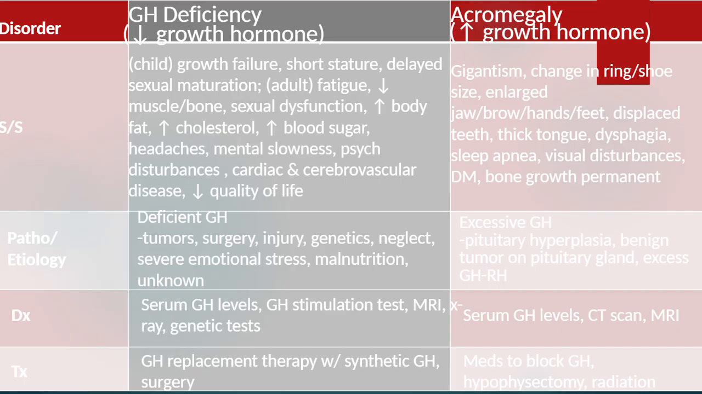Over time, the heart and other organs may enlarge, leading to cardiomyopathy, diabetes mellitus, and hypertension. These bone and tissue changes are permanent, even if growth hormone levels are later controlled. For diagnosis, growth hormone and insulin-like growth factor 1, IGF-1 levels are measured, along with CT or MRI scans to identify the tumor. As nurses, it's vital to remember that growth hormone disorders affect not only physical growth but also emotional well-being, body image, and metabolic health. Patients often need support adjusting to physical changes and adhering to long-term hormone therapy.